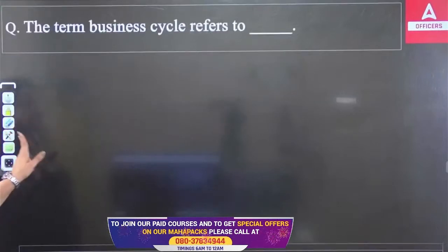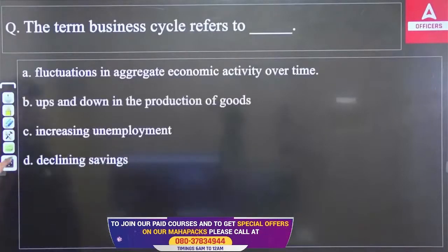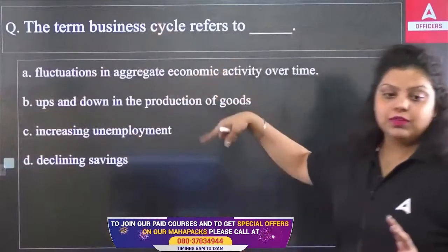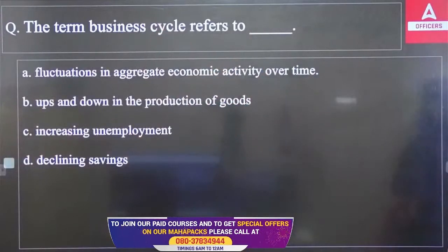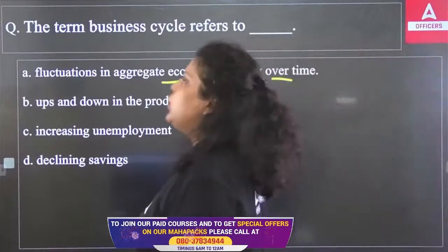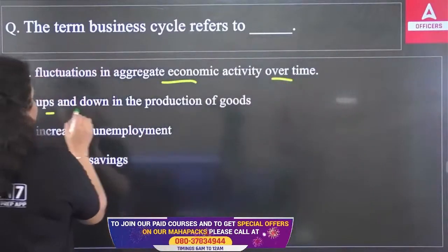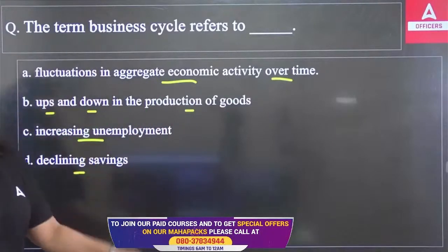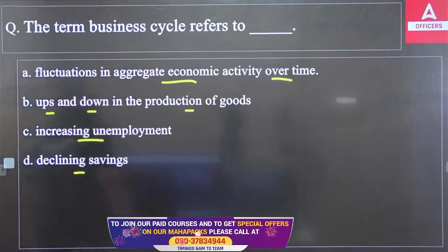Now, the term business cycle refers to which of the following? Business cycle, as we have discussed, is also known as the economic cycle. It is also known as the trade cycle. Now you have to answer which of the following terms defines the business cycle. First, fluctuations in aggregate economic activity over time. Second, ups and downs in the production of goods. Third, increasing unemployment. And the fourth one is declining savings. So which of the following is correct?